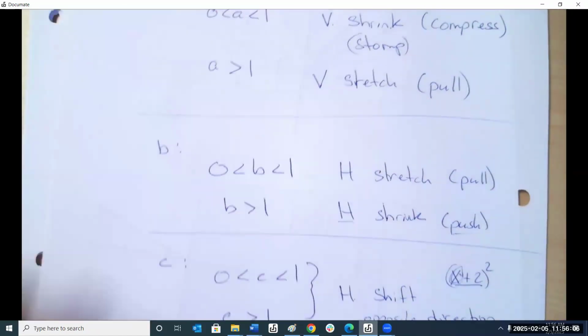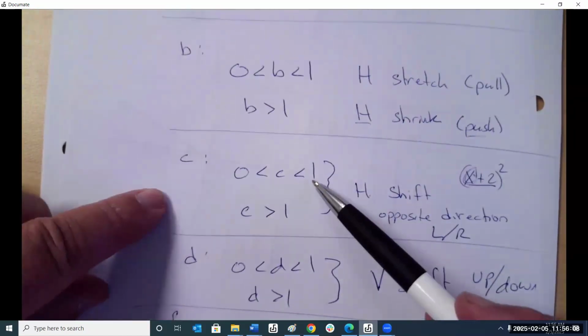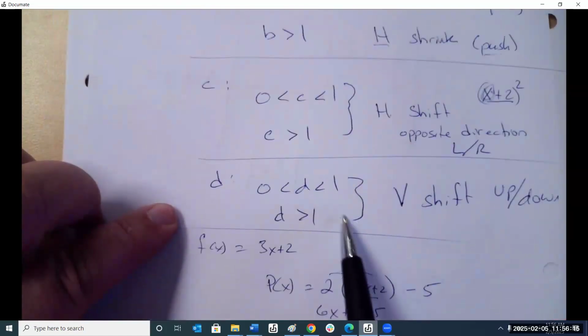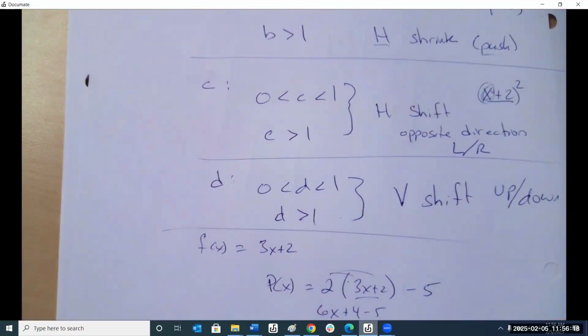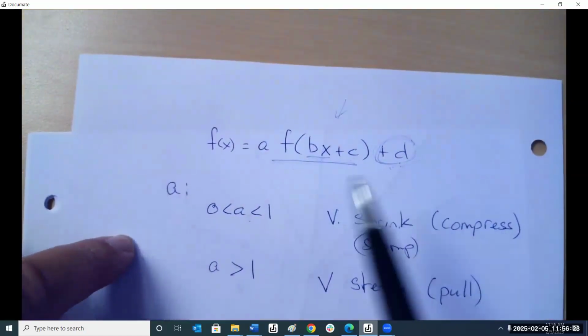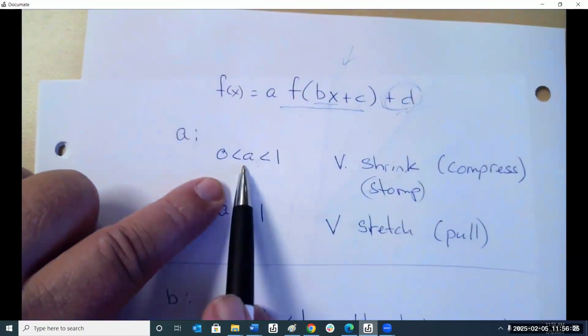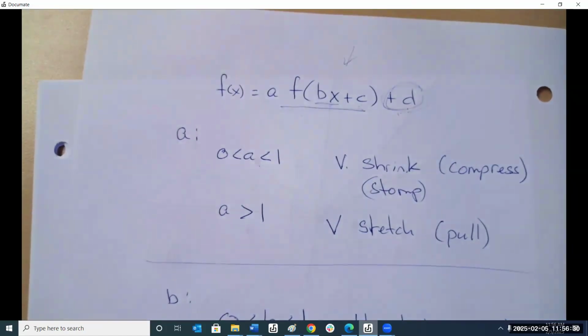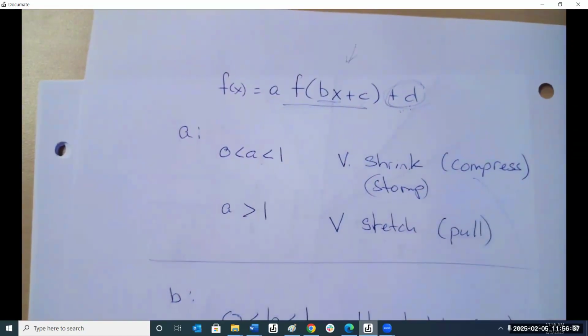So this is the easiest way to think about it. If it doesn't affect x directly, it's just a horizontal, left and right shift. If it's outside the function and doesn't affect the y, it's just a vertical shift. What matters are your A and B. A, if it's a fraction, then it's a vertical shrink. A vertical shrink looks the same as a horizontal stretch, because they're opposites.